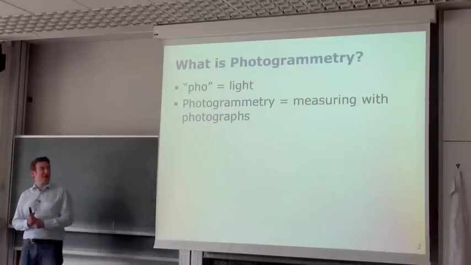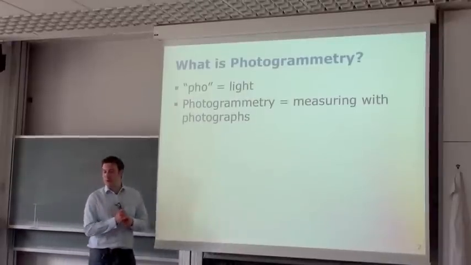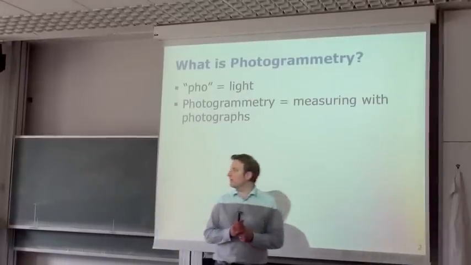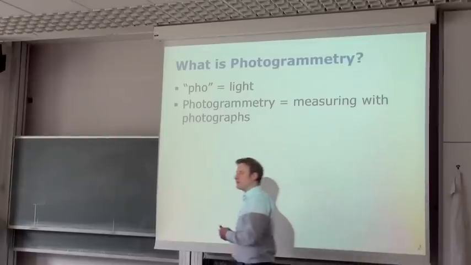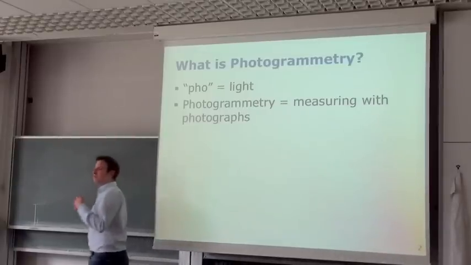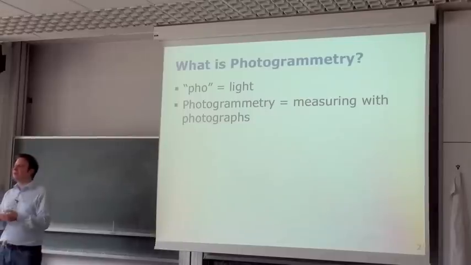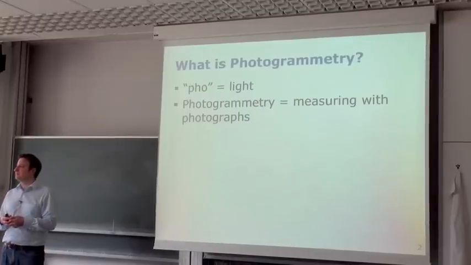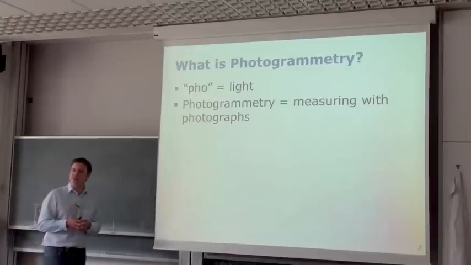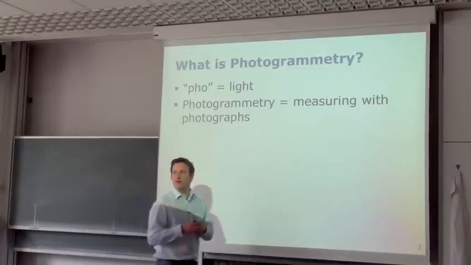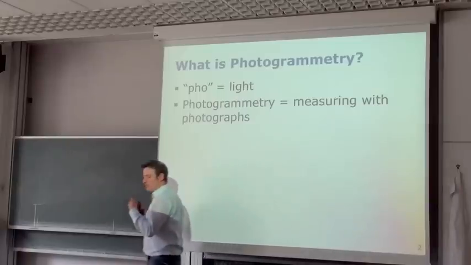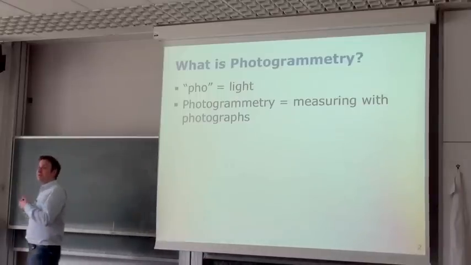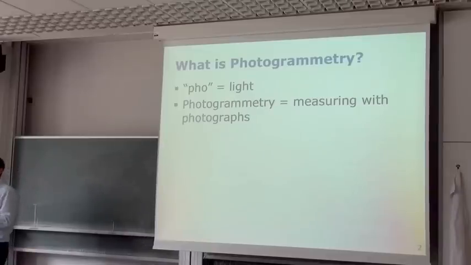And the first question to answer is actually, what is photogrammetry, or where does the word come from? It's a Greek word, and it has something to do with light, photo, light, and it has something to do with measuring. And the most simple way is we measure with light, especially with photographs. So we basically take pictures of a scene, of objects, and want to measure with that, or to interpret the data that we have.